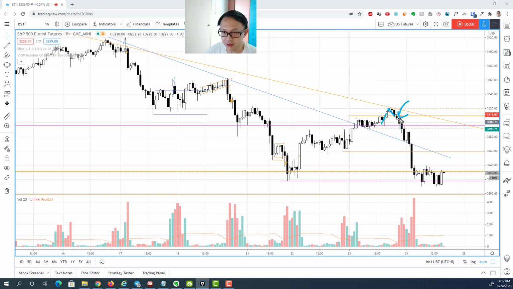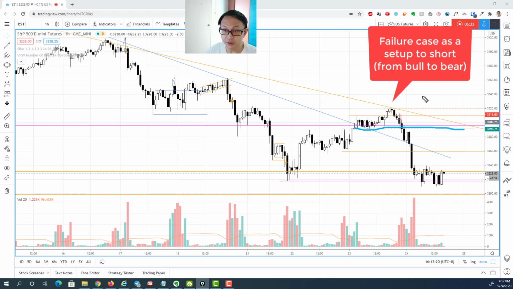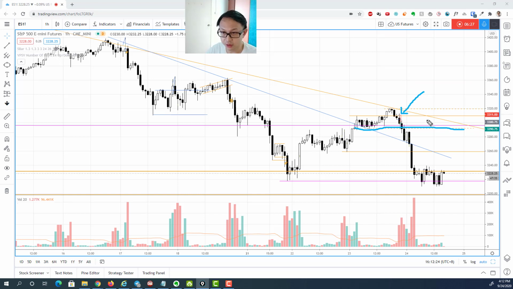So this is a failure scenario, and subsequently we have this sign of weakness, a bit of a back test, followed by a relatively sharp sell-off. This is definitely one kind of setup that I would like to trade, especially when the bullish case turns bearish, and I will just take advantage right here at the upthrust type of setup.